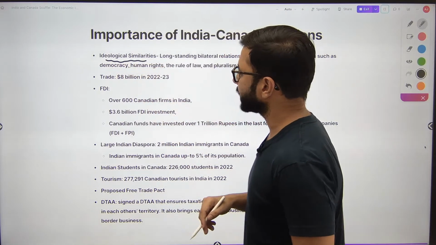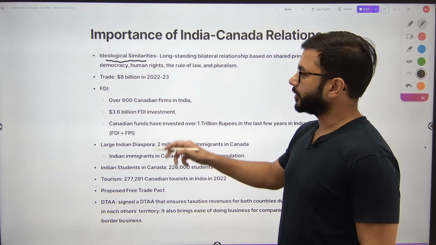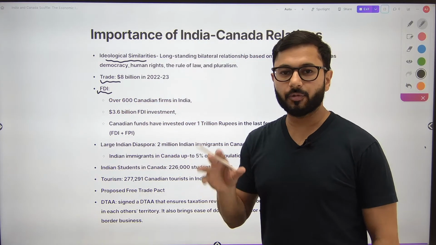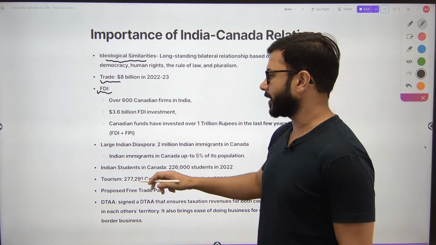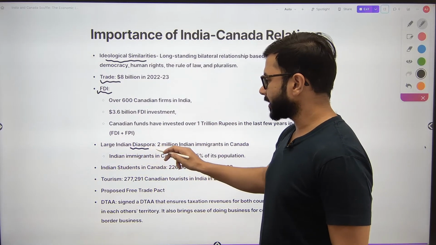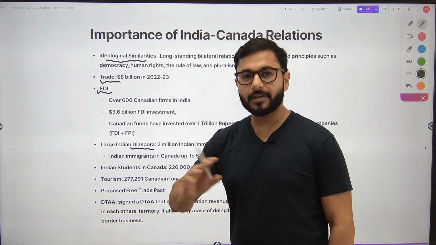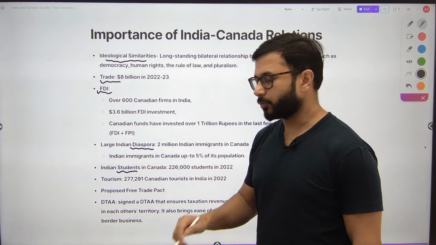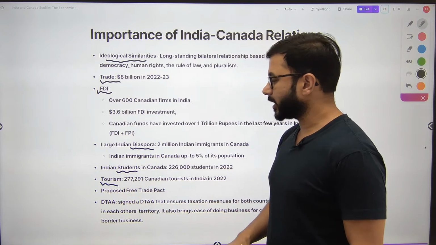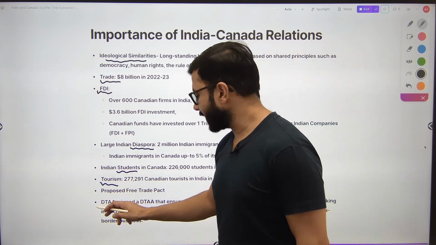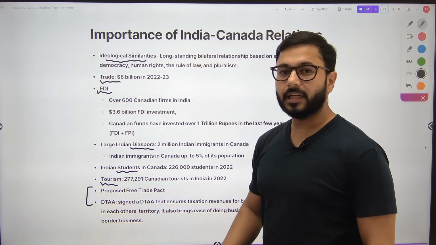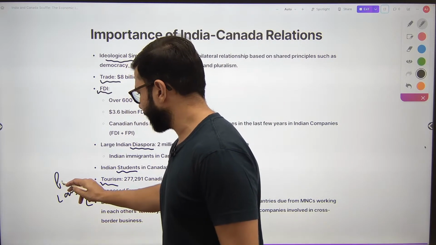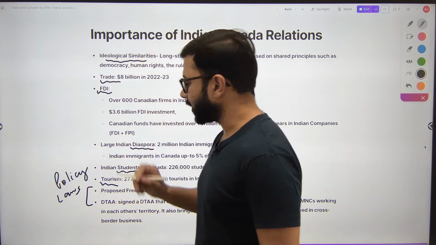सबसे पहले हो सकता है ideological pillar. The second can be trade pillar. Third can be foreign direct investment or any kind of investment pillar. Fourth can be diaspora, which is specific to India. Indians are everywhere. That is another pillar. Students की बात करें, वो भी diaspora में ही आ गया. Then we have the tourism pillar. And finally, we have the legal pillar or the laws pillar. Laws हो गए, policies भी बोल सकते हैं इनको. So, policy pillar or the laws pillar.